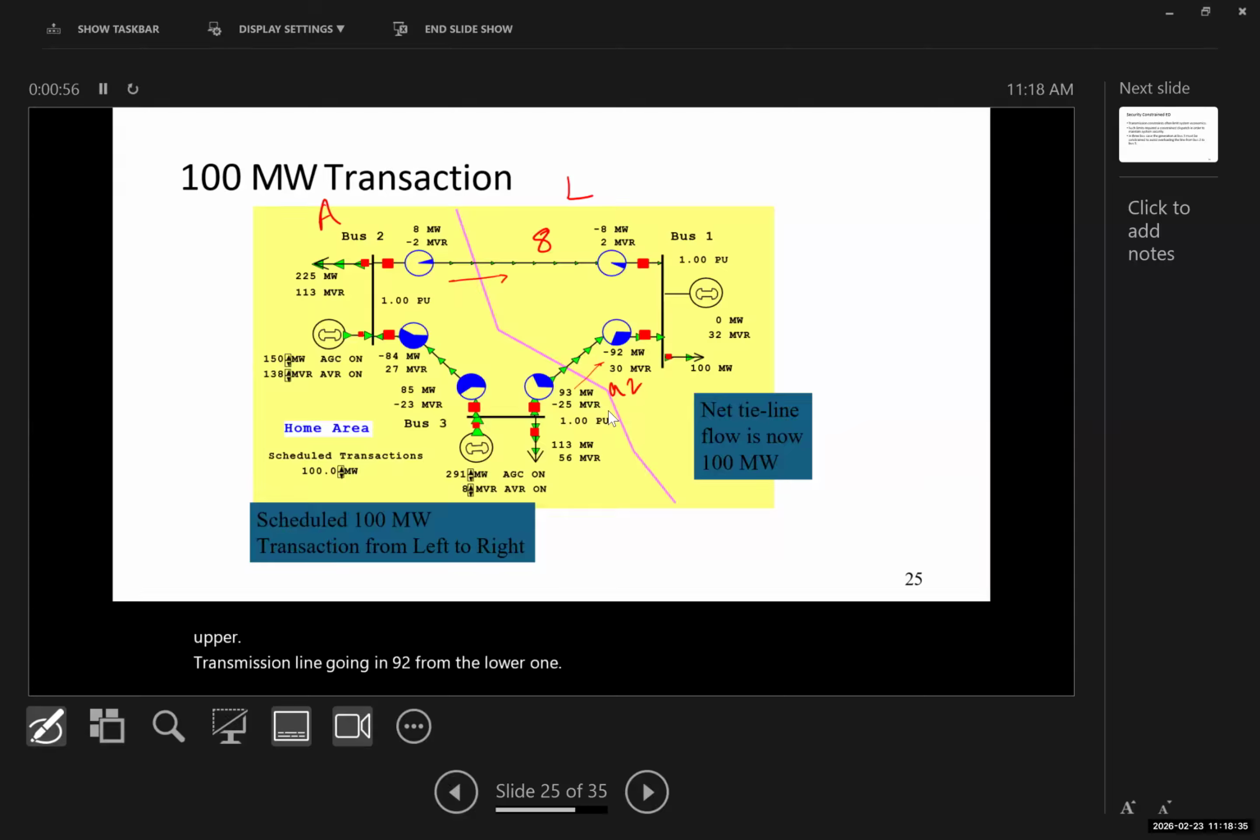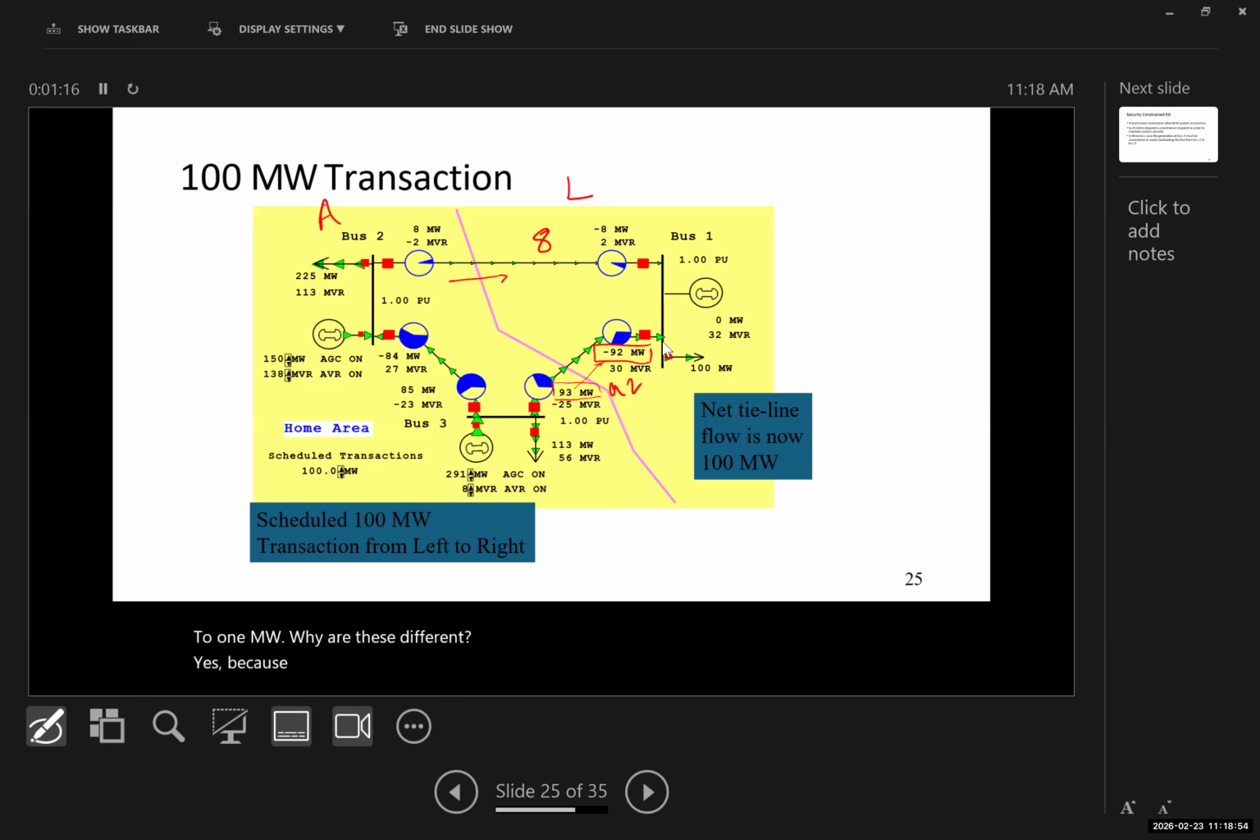But if you look closely here, you can see that this bus is actually generating 93 megawatts, but it's giving 92 megawatts to bus number one. What happened to the 1 megawatt? Why are these different? Yes, because of the losses.